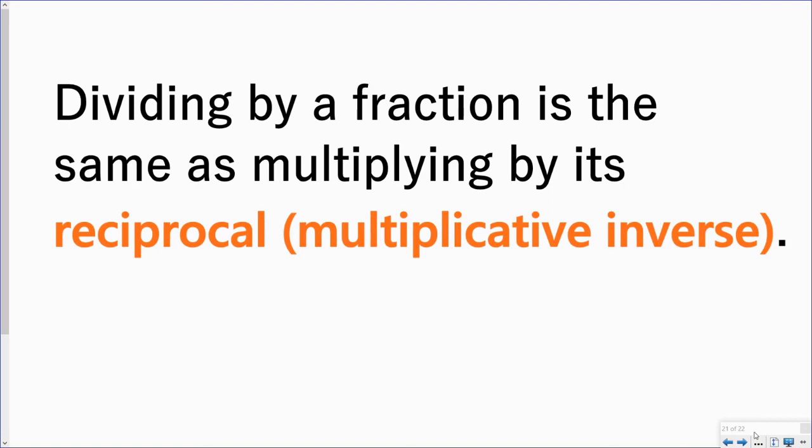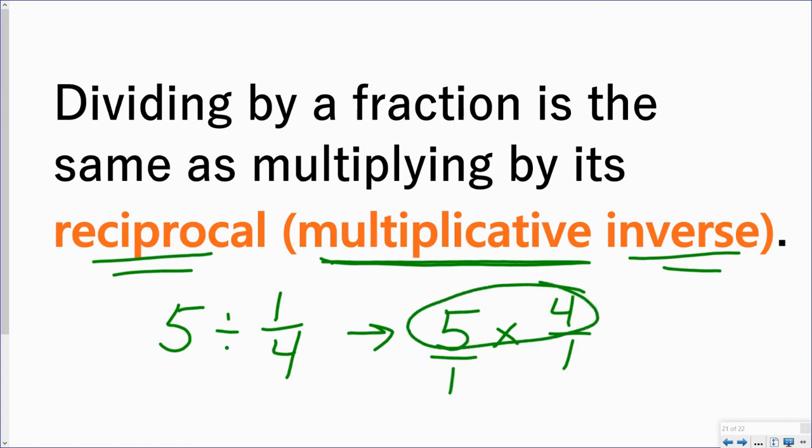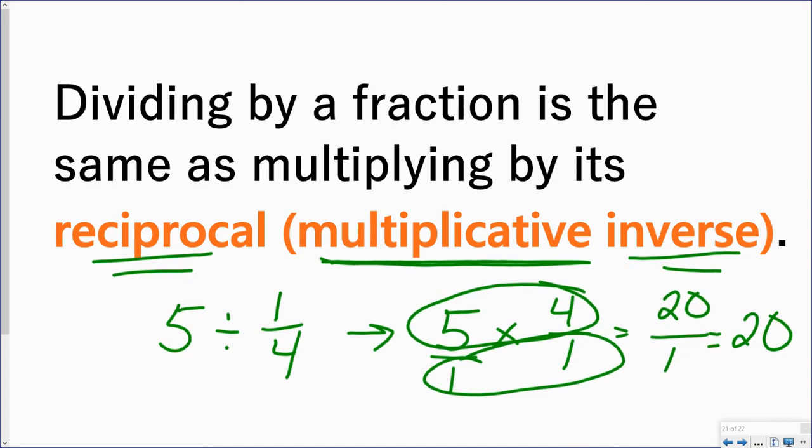So as we saw in the last one, our problem was 5 divided by 1/4. And what we did with that is we kept the first number, 5. For the multiplicative, we changed the division to multiplication. And for the inverse, or the reciprocal, we flipped the fraction to 4/1. And so this was 5/1. 5 times 4 is 20. 1 times 1 is 1, which is the same thing as 20.